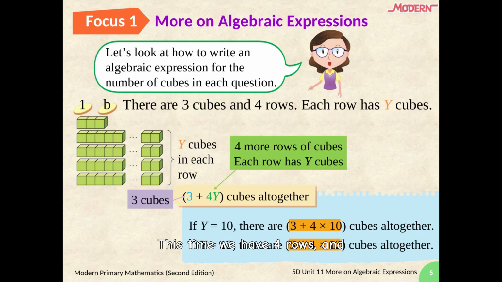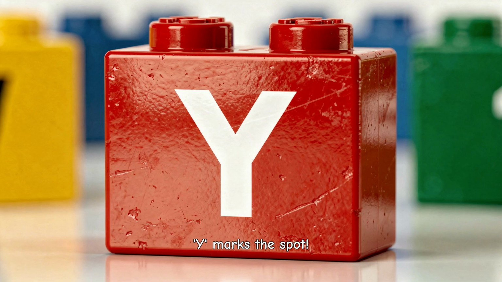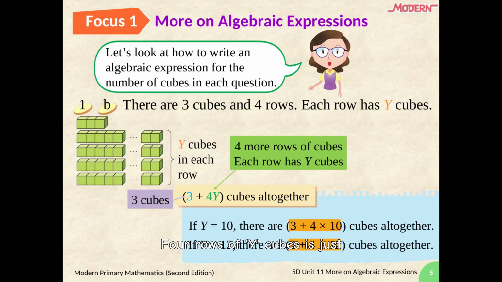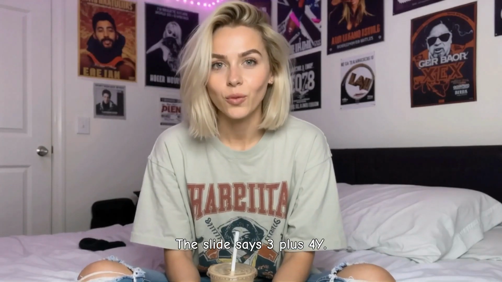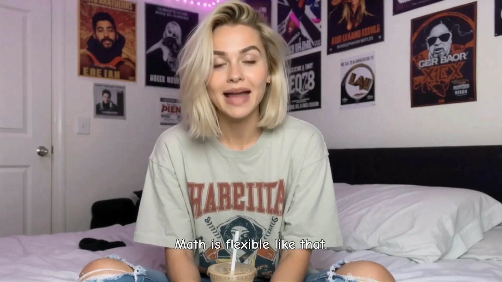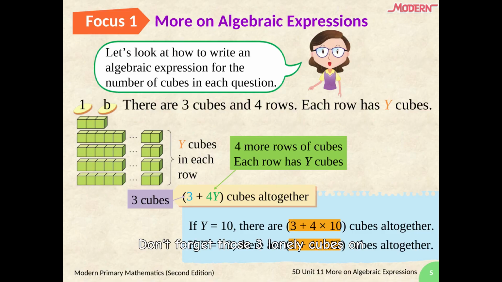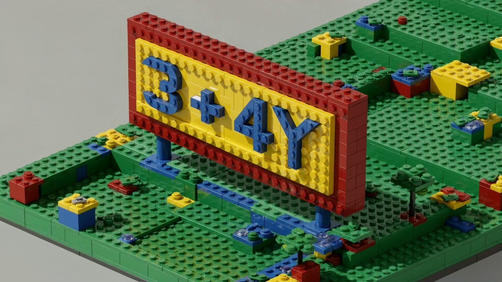This time we have 4 rows and each row has y cubes and 3 extra ones. y marks the spot. Well, y marks the number of cubes in each row. 4 rows of y cubes is just 4 times y, or 4y. Snap those bricks together. The slide says 3 + 4y. Does the order matter? Nope. Math is flexible like that. Don't forget those 3 lonely cubes on the side, so our expression is 3 + 4y. Perfect. It's like a secret formula for building this specific tower.